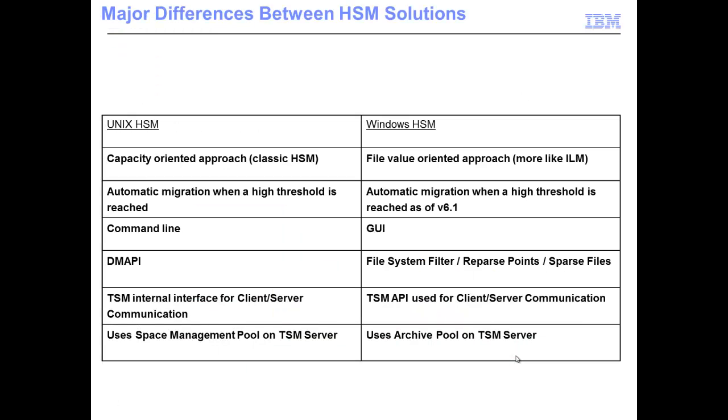This slide goes through and details the differences between the HSM solutions. One piece I didn't talk about was when a Unix HSM is utilized, we are actually putting this into a special space management pool on the TSM server. Whereas when Windows does its migrations, these files are actually considered archive files.